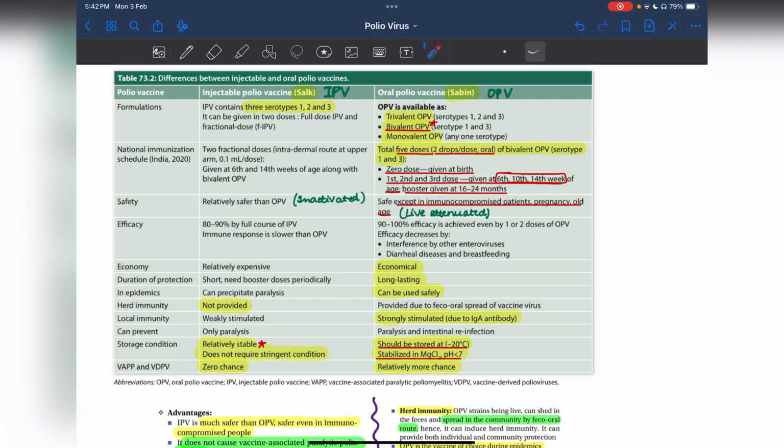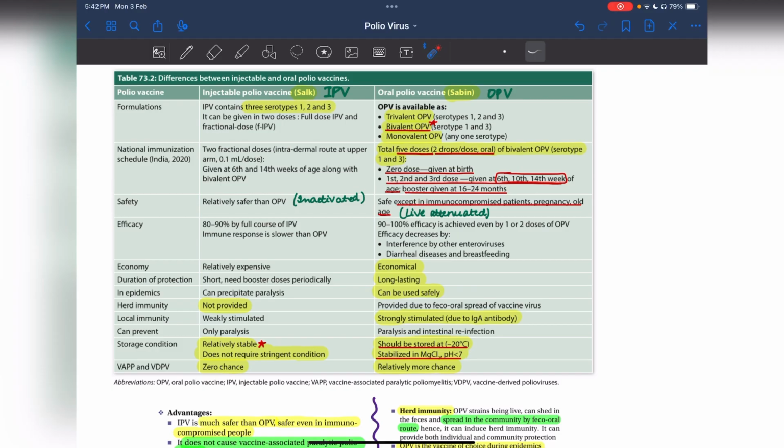Taking the point of safety, I've already told that OPV is a live attenuated vaccine. That means it is safe, but it will not be safe in patients who are immunocompromised, pregnant, or of old age. While IPV is relatively much safer. Considering efficacy, both are very efficacious. Considering economy, OPV is much cheaper than IPV, so it is much more economical. Duration, OPV is much more lasting. In epidemics, OPV can be used. Why? We will discuss. Herd immunity is not provided by IPV.